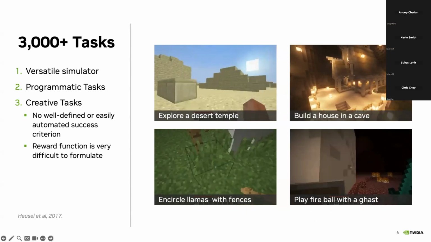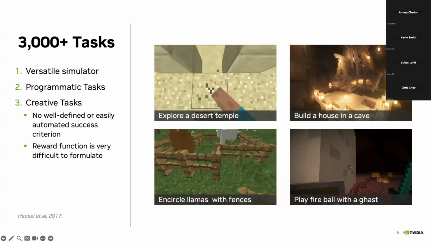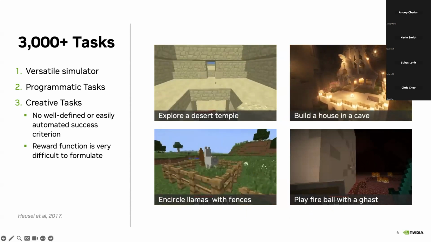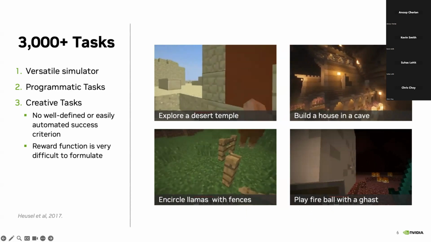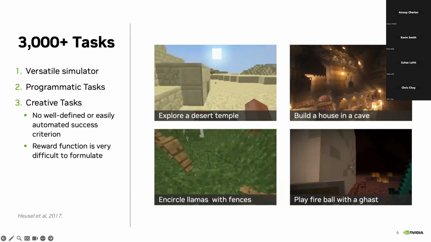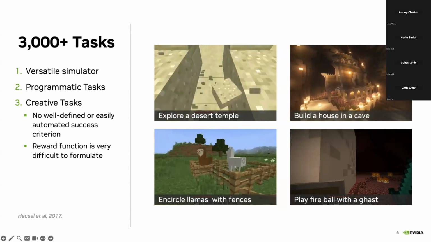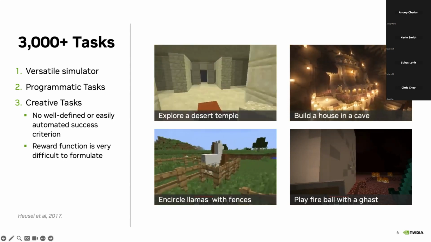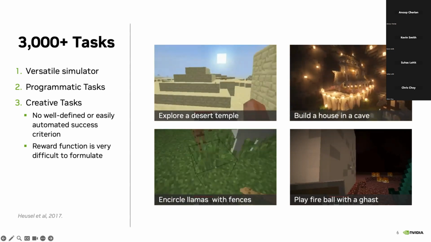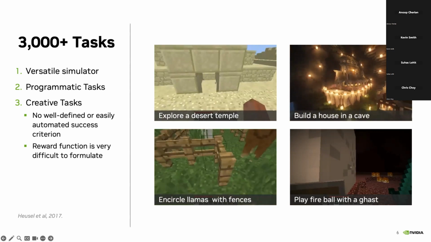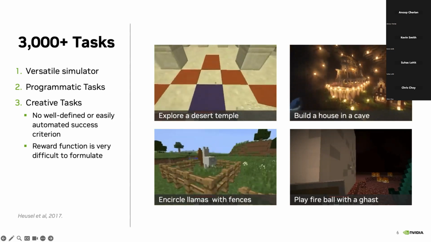And next, we introduce about 1,500 creative tasks that are freeform and open-ended. In contrast to programmatic tasks, where we can easily evaluate success or failure, these creative tasks don't have a well-defined or easy automated success criterion. For example, let's say that we want the agent to build a house. It is pretty difficult to evaluate whether something is a house or not. There could be multiple windows, this could be a house built out of wood, something can be built out of stone, and this success criterion is very ambiguous.